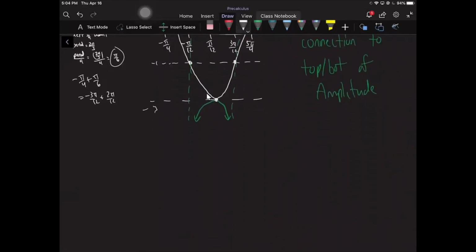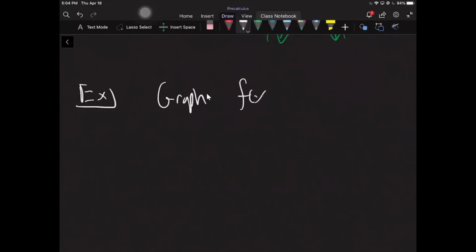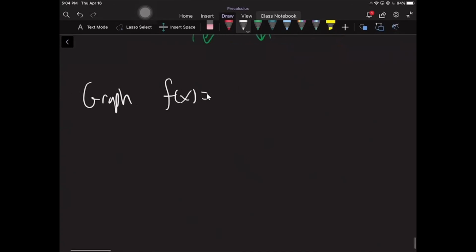Okay, so now let's do cosecant, and it works the same. So we're just going to jump right to a big example. So let's graph f of x equals negative cosecant, so I won't even change the amplitude, it'll just be 1. Let's do a fraction one, 1/2 x plus pi, plus 2.